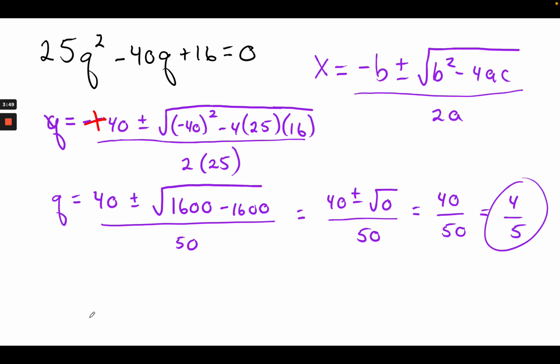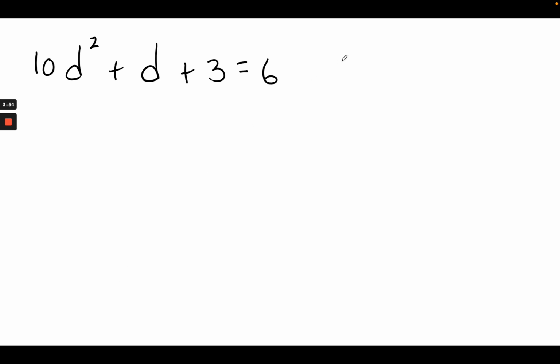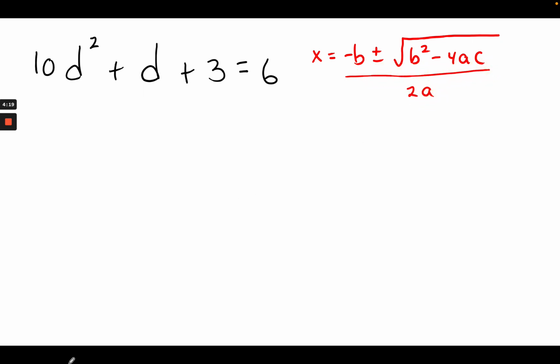Okay, let's move on to the next one. Okay, I'm going to write the formula again. I want to make sure we've got that formula memorized. X is equal to negative b plus or minus the square root of b squared minus 4ac all over 2a. Okay, so there's my formula.